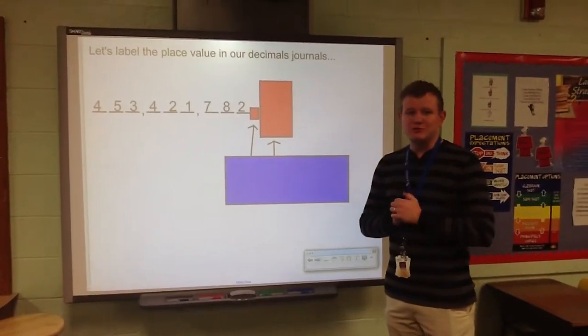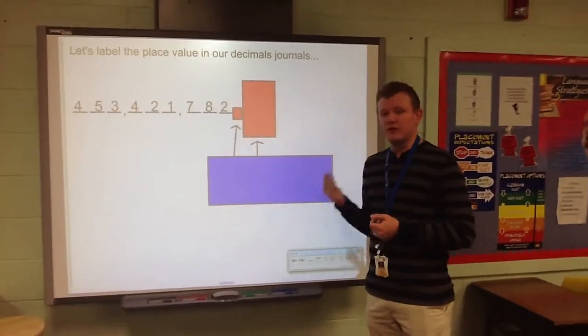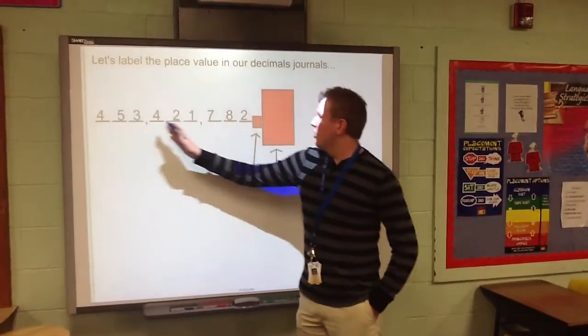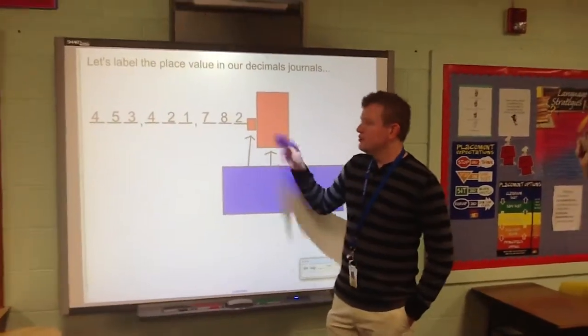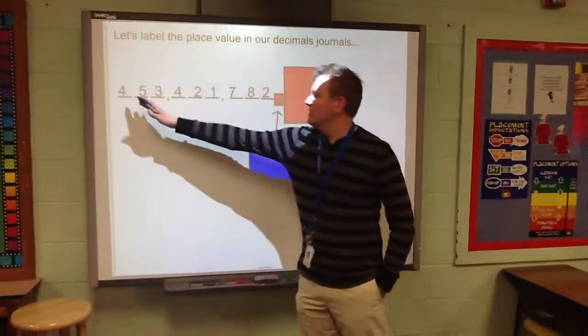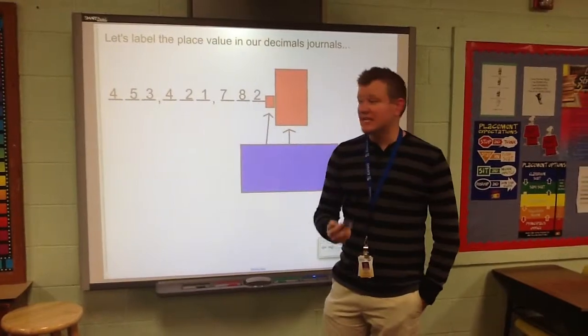All right, let's label the place value in our decimal journals. You don't have your decimal journal with you right now, but I'd like you to write this with me so you can bring it tomorrow and we can get that started. We've got all these numbers. Do you see a decimal point? You shouldn't, because I have it covered up. So we know what all these place values are, and I'm not going to write them all down, but I'm going to say them to you.